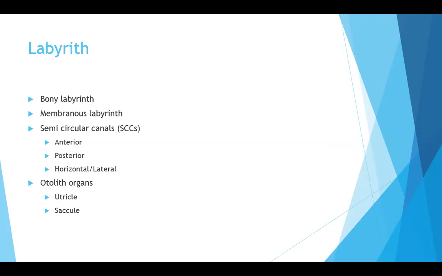The semicircular canals are responsible for angular acceleration, which means turning or angular movements. The otolith organs are responsible for linear motion: going front, back, sideways, and up, down. All these six ways of movement are detected by the otolith organs. The semicircular canals are for angular motion. There are three semicircular canals which detect angular motion in three different planes: anterior, posterior, and horizontal. And then you have the otolith organs, the utricle and saccule.